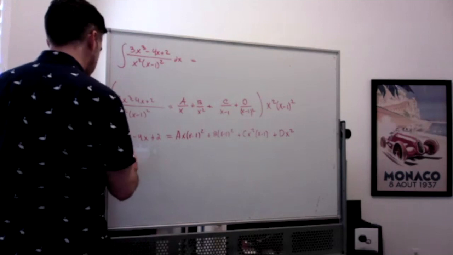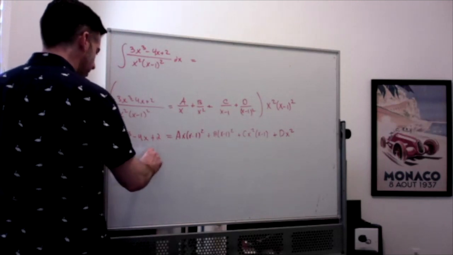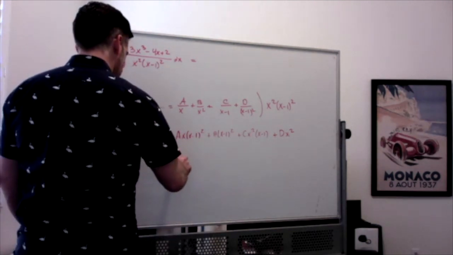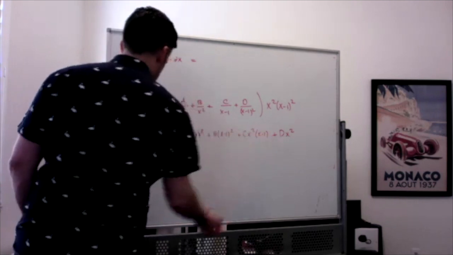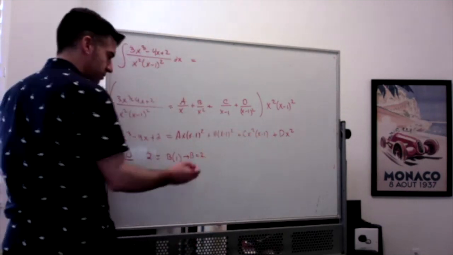So let's see here. Setting x equal to 0, we're going to get 2 on the left. We're going to get 0 plus b times 1 plus 0 plus 0. So b is equal to 2. Great.